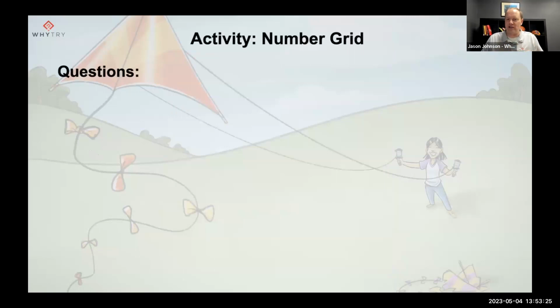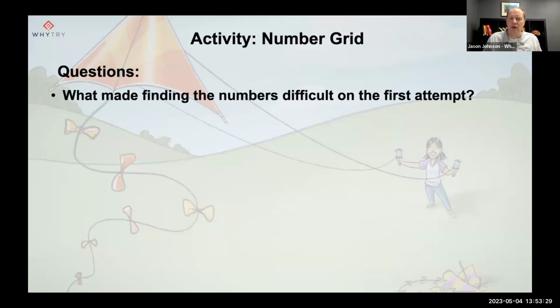Whenever we do an activity, part of the WhyTry approach is that we want to process. So what made finding the numbers difficult in that first attempt? Why was that hard the first round? There were no directions. They were all over the place. No guidelines, right? So what changed in the second round that made it easier?